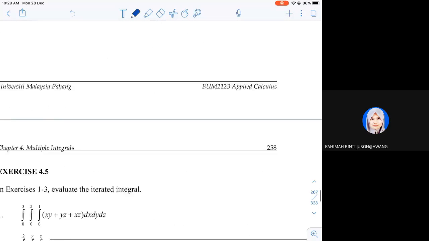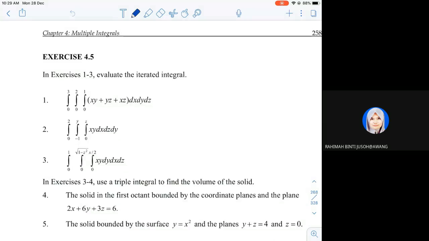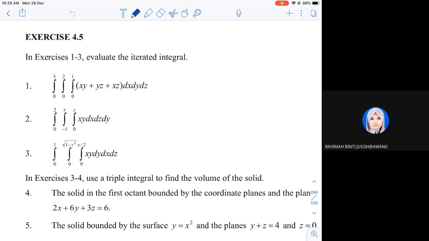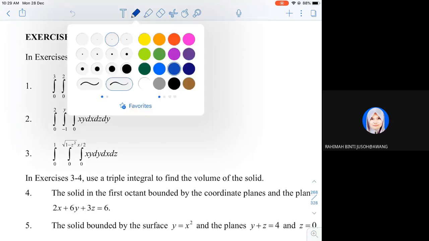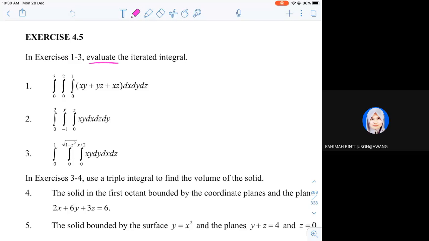Exercise 4.5. I think question number 1 and number 2 are quite easy, so let us proceed to question number 3. The question just asks you to evaluate the iterated integral, so there is no need for you to sketch. It doesn't mention sketching, right? So we proceed to question number 3.